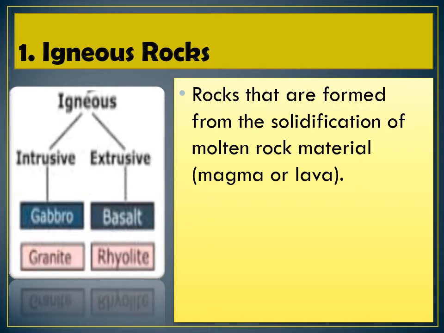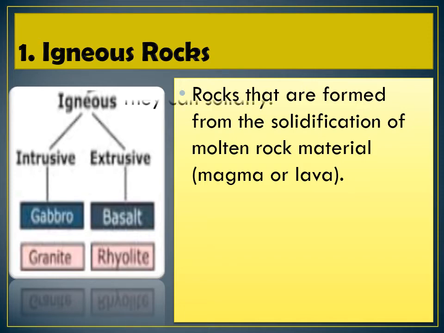Don't be confused about the difference between magma and lava. Magma is a molten rock material beneath the surface of the earth, while lava is a molten rock material extruded to the surface of the earth through volcanic or fissure eruptions.